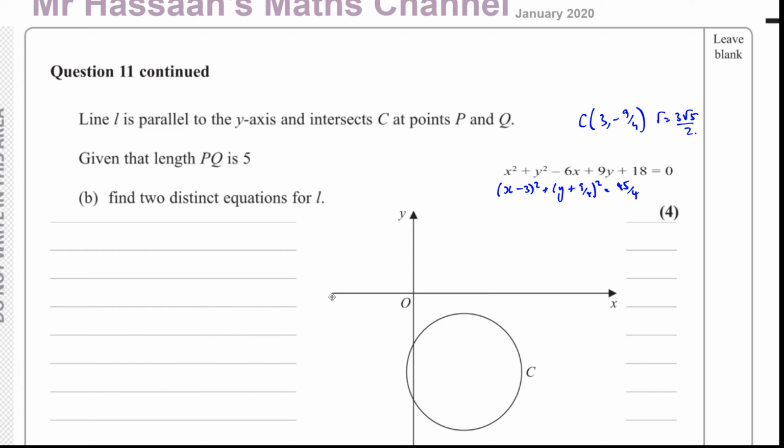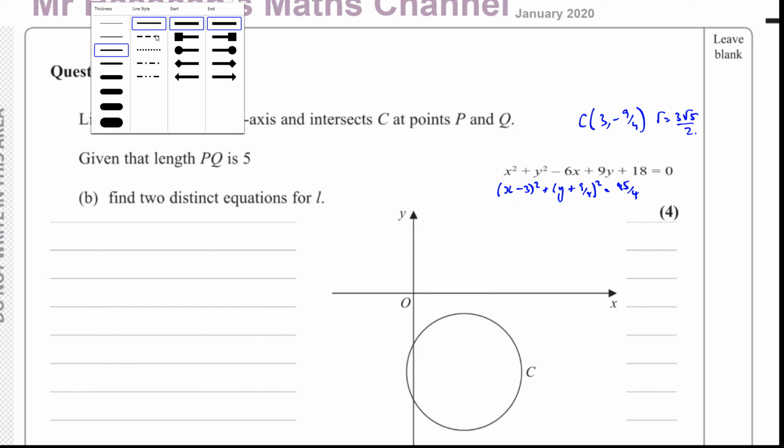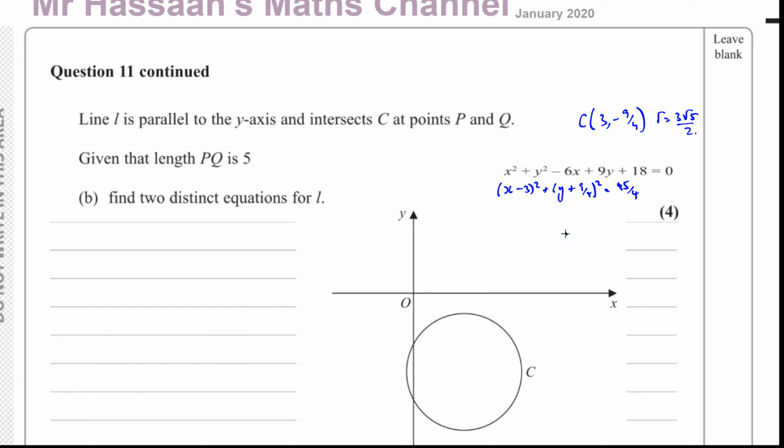So basically we've got two vertical lines. They have to be vertical because they have to be parallel to the y-axis. I'll change the color as well. So let's say that's one of the lines, and then we have another line. Okay, there's another line.